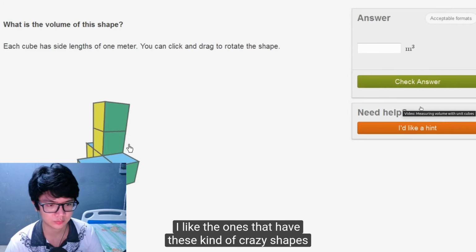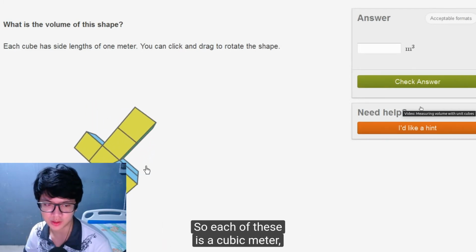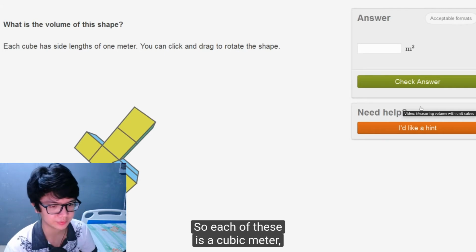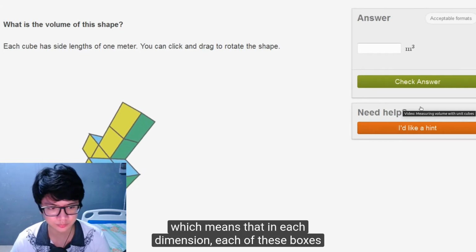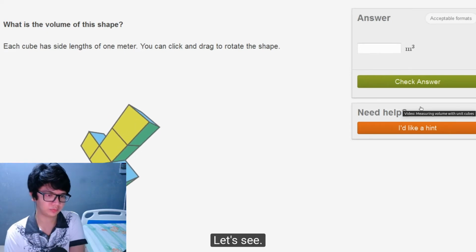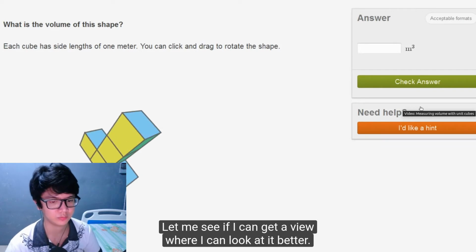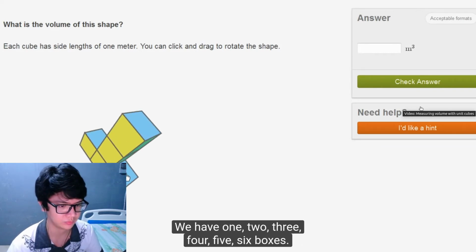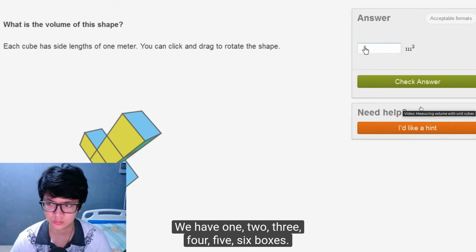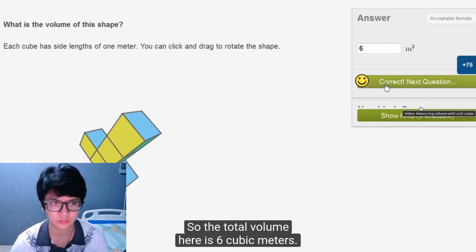I like the ones that have these kind of crazy shapes that we have to rotate to be able to see all the boxes. Oh, yeah, so each of these is a cubic meter, which means that in each dimension, each of these boxes is a 1 by 1 by 1 meter. But how many boxes are there? Let's see. We have one. Let me see, get a view where I can look at it better. We have 1, 2, 3, 4, 5, 6 boxes. So the total volume here is 6 cubic meters.